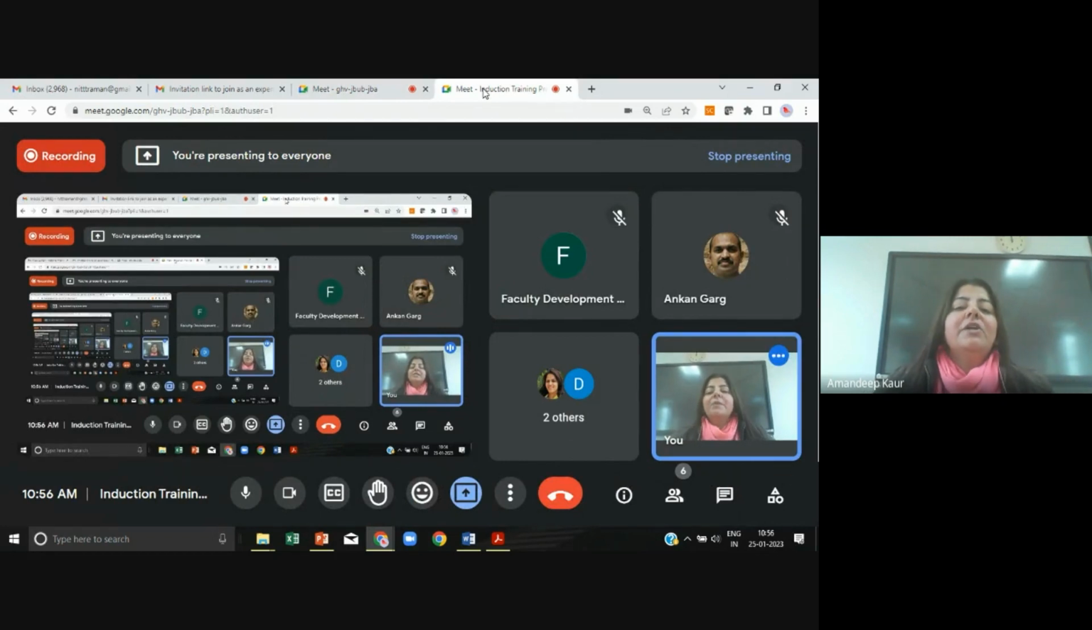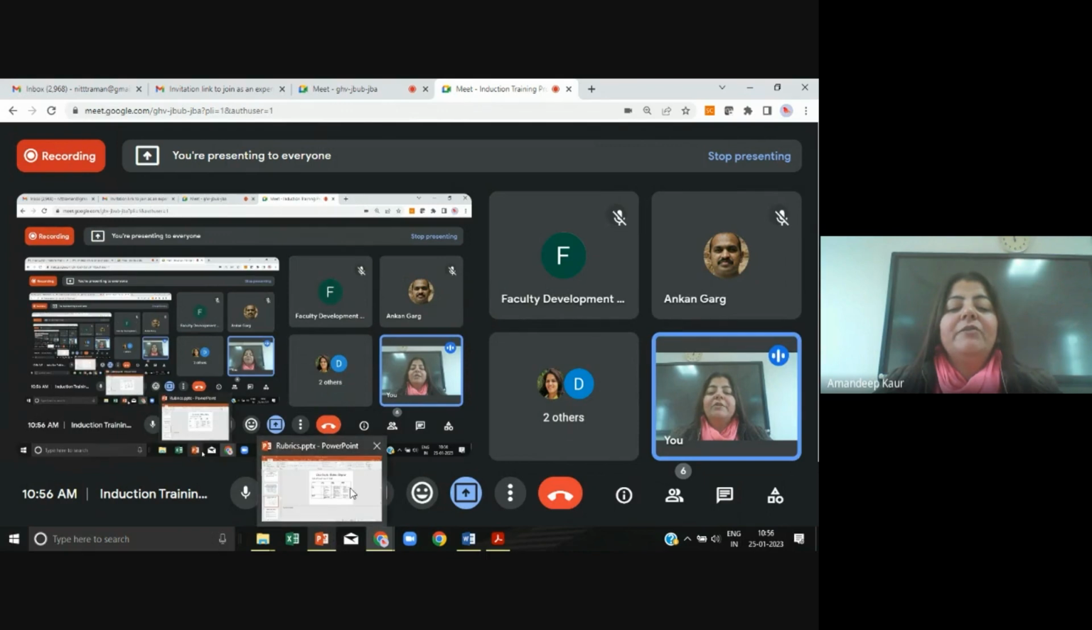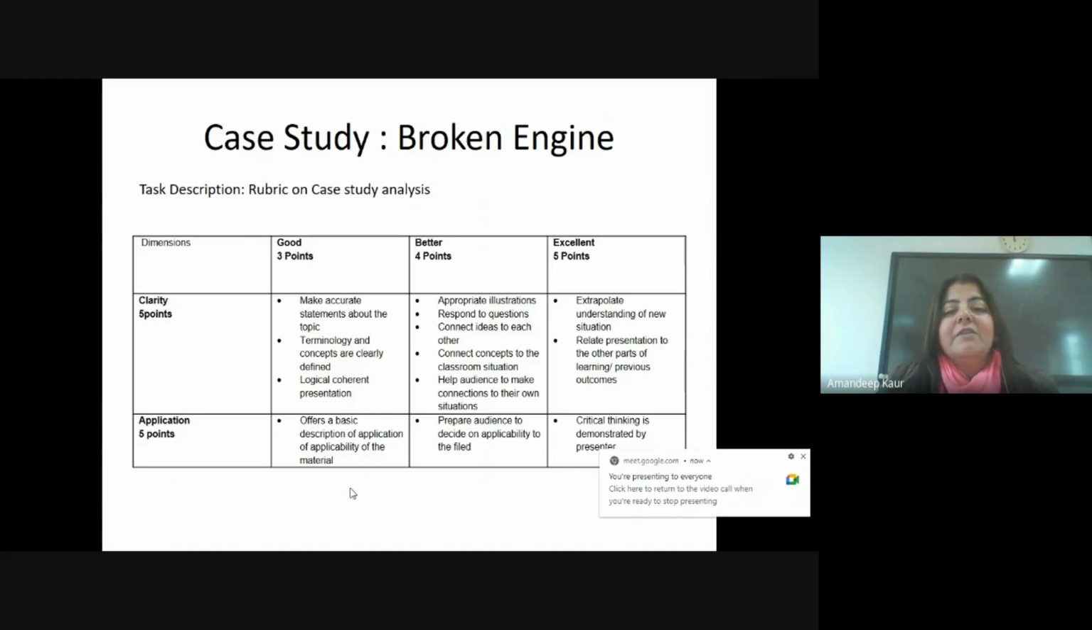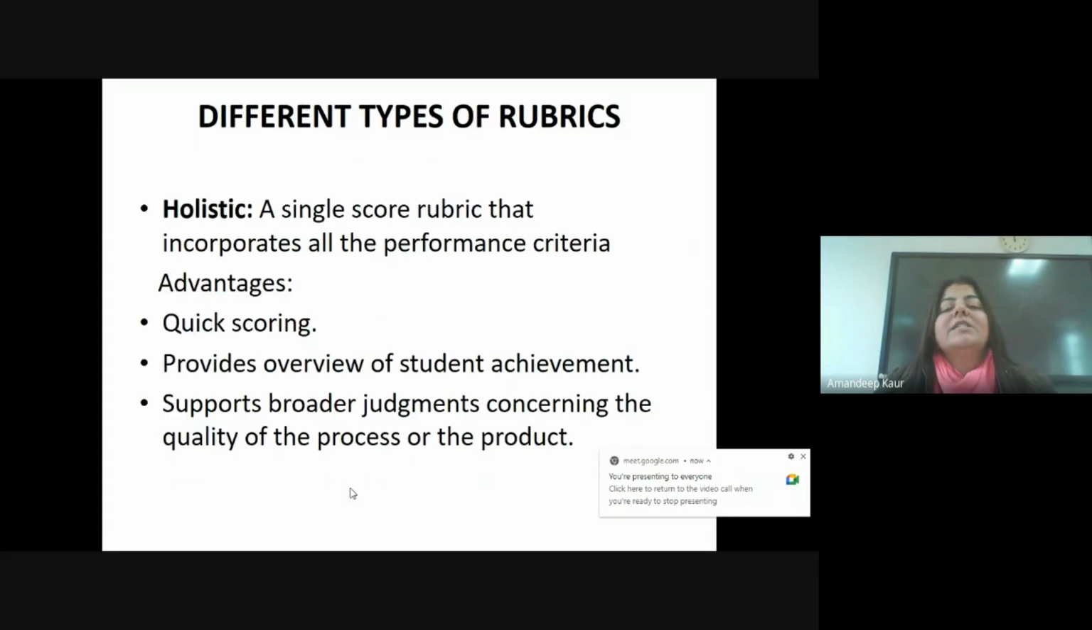So the last part of this particular session is the different types of rubric sheets. Majorly we have four different types of rubric sheets available with us. The very first one is the holistic kind of rubric sheet. A holistic rubric sheet provides a single score rubric that incorporates all the performance criteria.